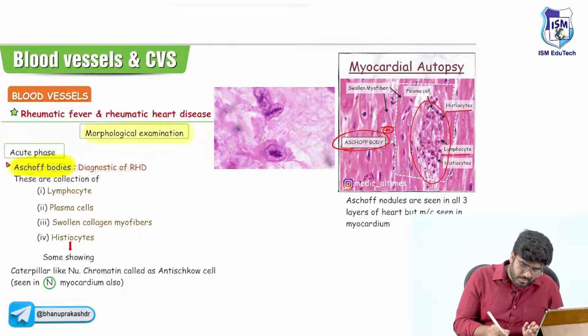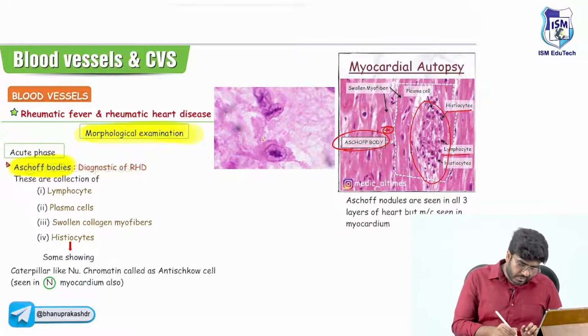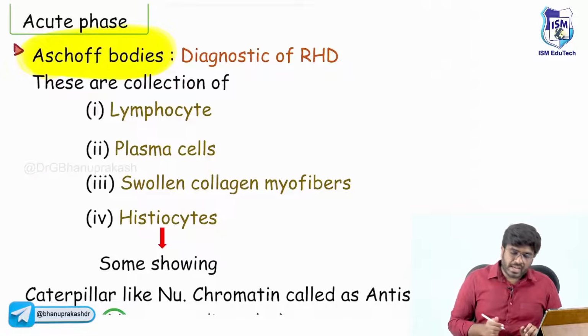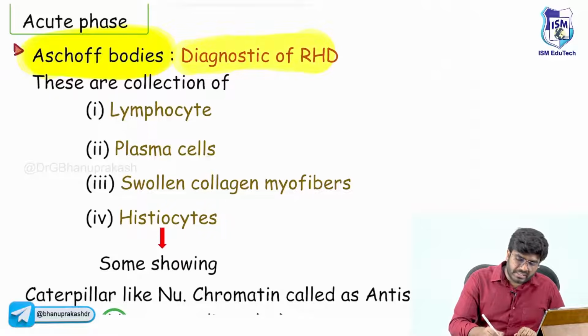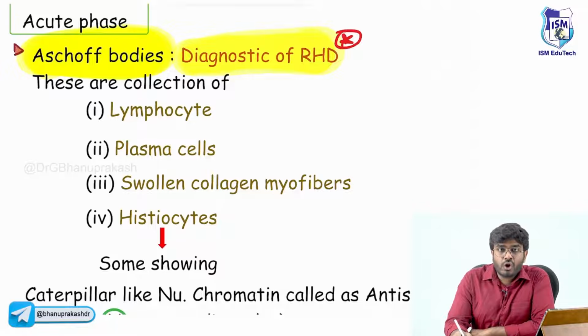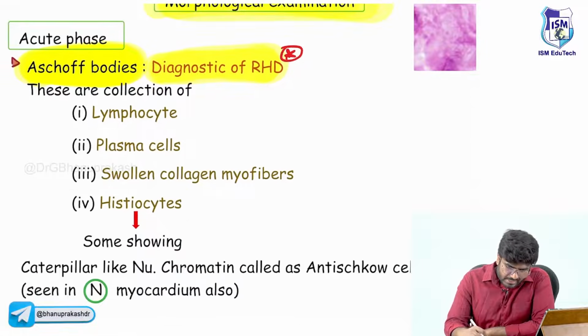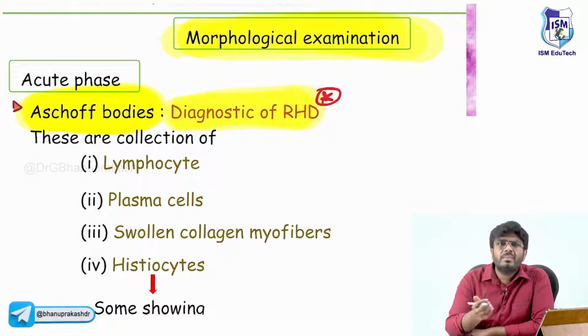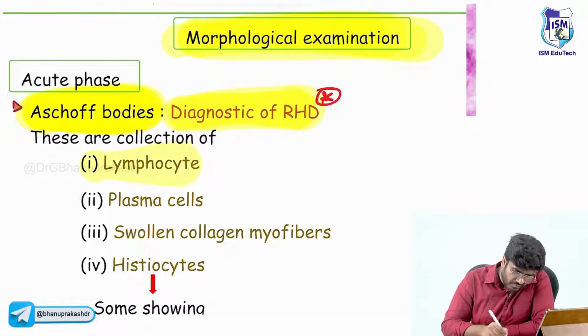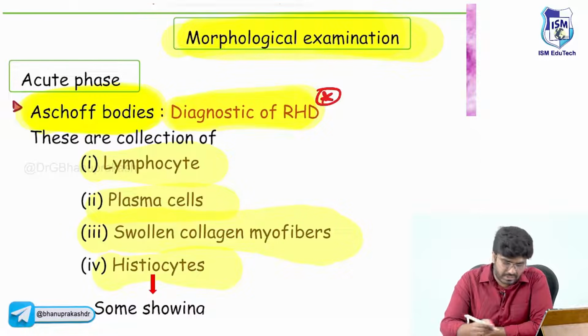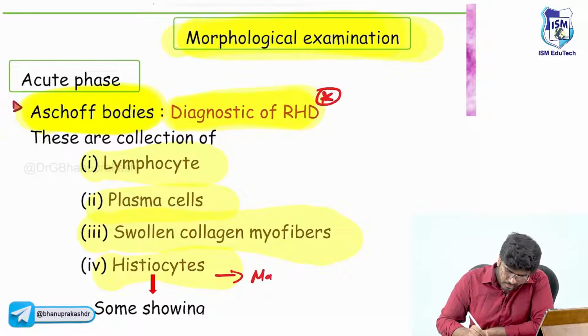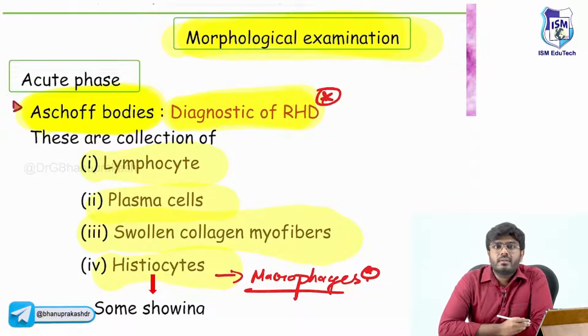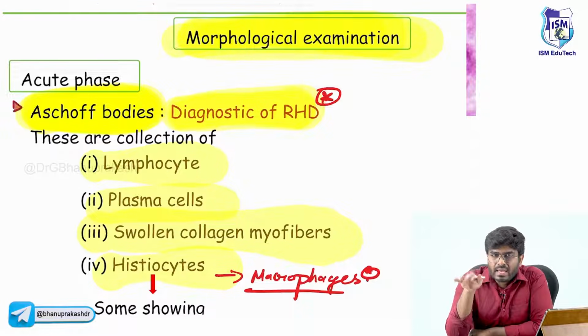Aschoff bodies are a morphological finding. The patient is dead, so whenever you do an autopsy and look here, the Aschoff bodies are seen. These are the pathognomonic MCQ. The pathognomonic finding for rheumatic heart disease is Aschoff bodies. So what exactly are these Aschoff bodies? They are nothing but granulomas. It's a collection of what? It's a collection of lymphocytes, plasma cells, swollen collagen fibers, and histiocytes. Histiocytes are nothing but macrophages, right? So the area of the Aschoff body is nothing but a granuloma, sir.